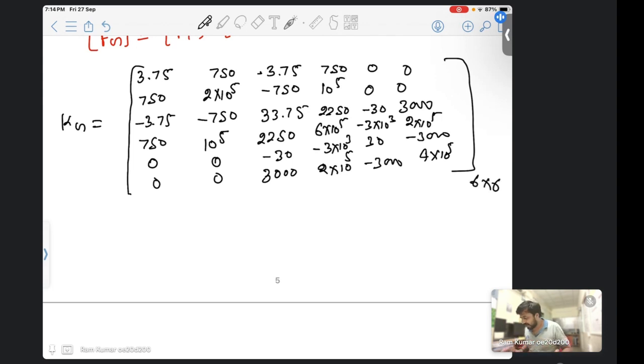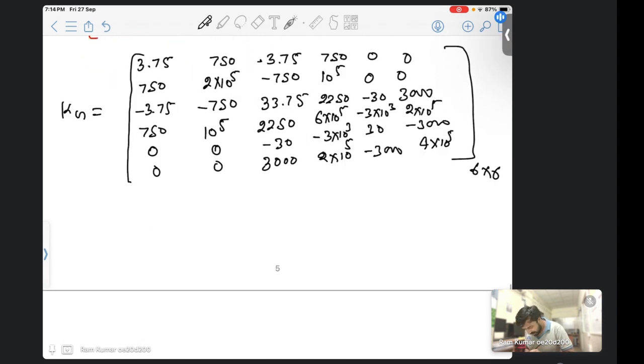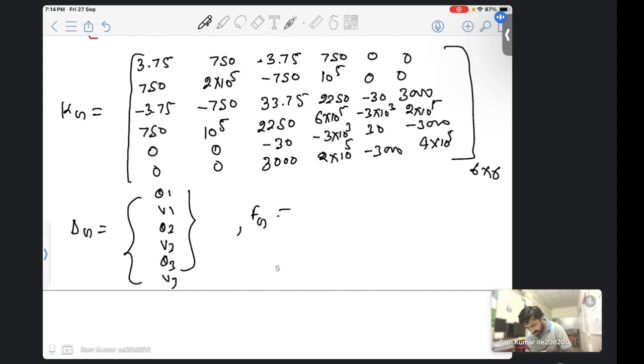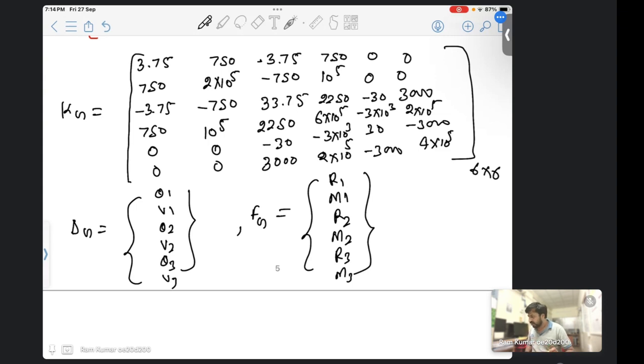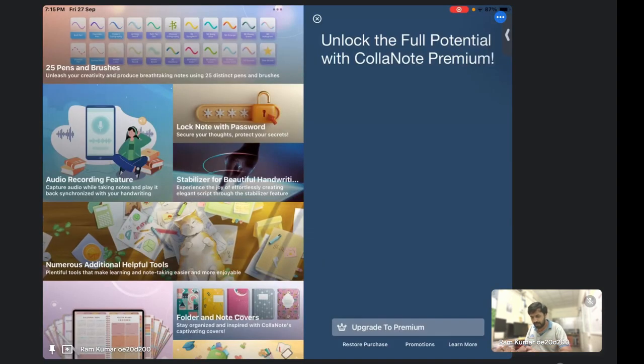So this will be our how many, a 6 by 6 matrix. This will be our final global matrix. Then the displacement will be delta j equal to theta 1, b1, theta 2, b2, theta 3, b3. Okay. Then force global will be r1, m1, r2, m2, r3, m3. So now we got our global stiffness, displacement, and force.